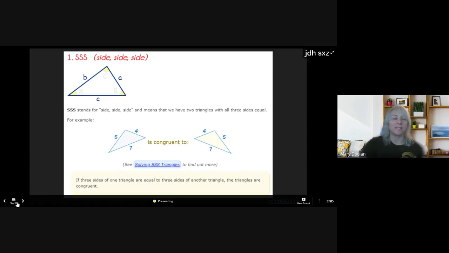And so we have some slides left here. We're just kind of going to go through each of the 5 theorems that do work. The first one that does work and produces 2 congruent triangles is side, side, side, SSS. Okay, and so it means that we have 2 triangles with all 3 sides equal. For example, this triangle is congruent to this triangle. If 3 sides of one triangle are equal to 3 sides of another triangle, the triangles are congruent. So we can say that.